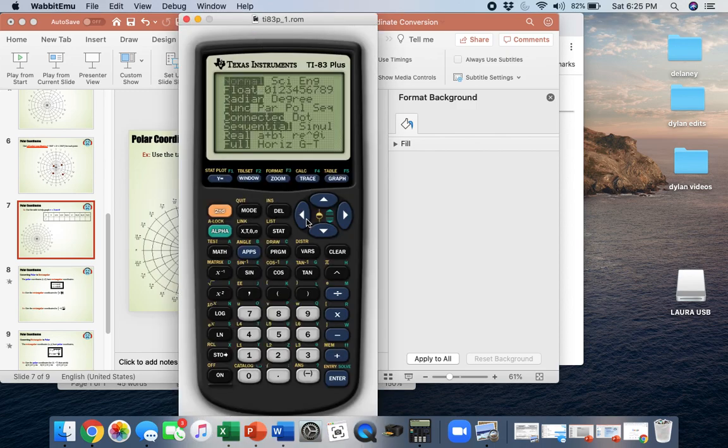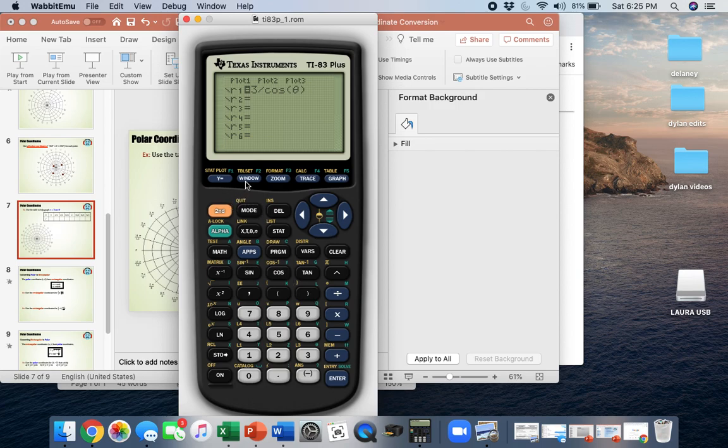So mode, polar. Go to y equals and look at how it's changed. R is equal to what? 3, there's no secant button, so 3 divided by cosine x. Oh, snap it, type the theta. Don't hit graph, please.